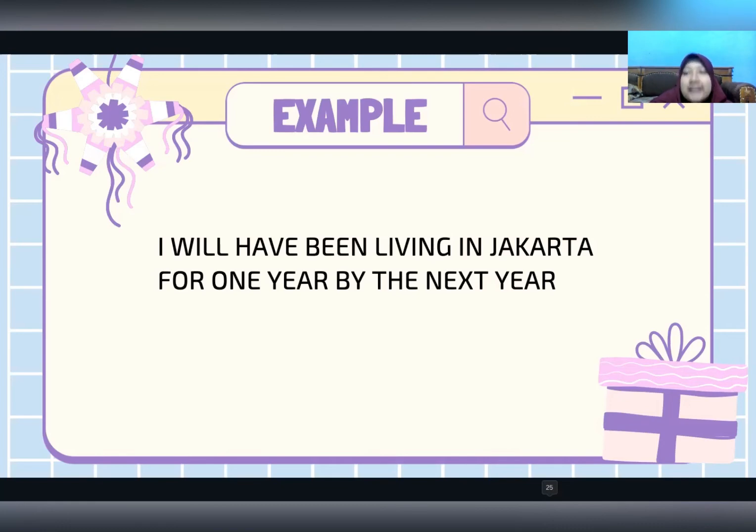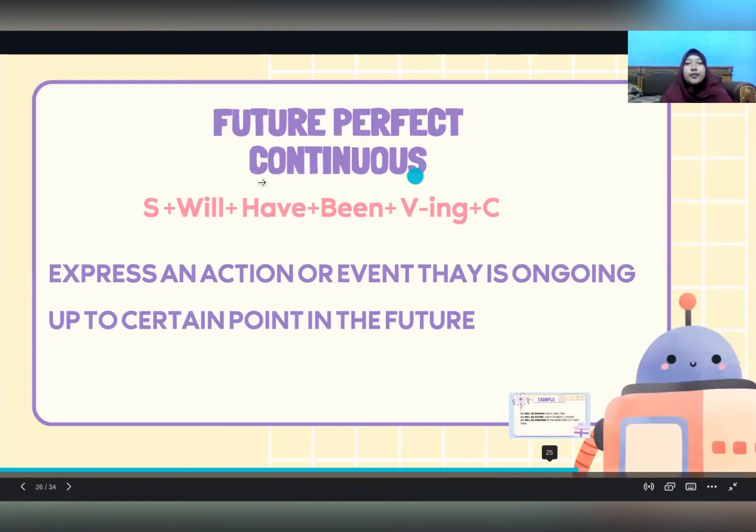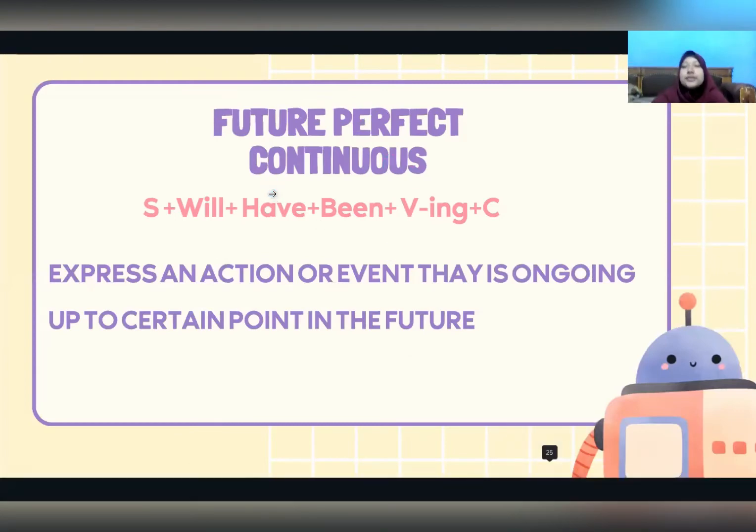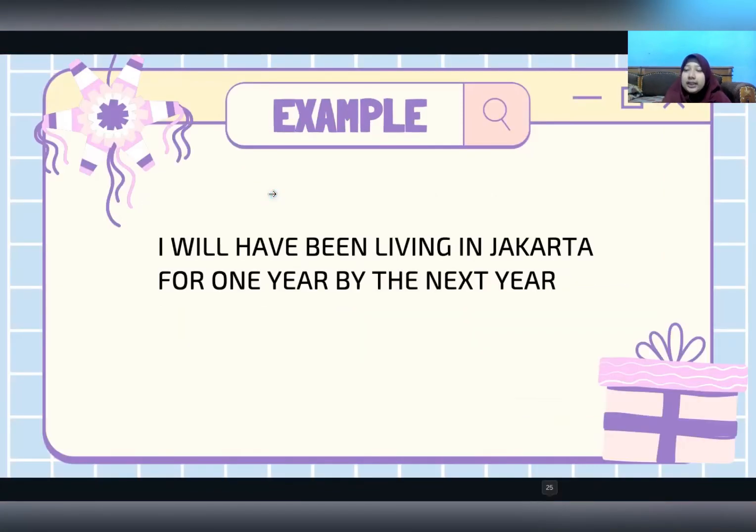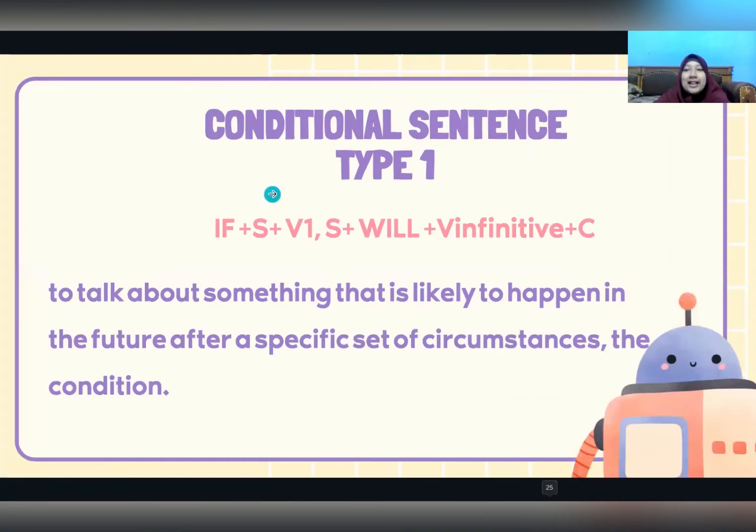The activity that is told in the video uses future continuous tense, not future perfect continuous, because the event is not still ongoing. So we arrive at the last topic of discussion for today. The last topic of discussion for today is conditional tenses.